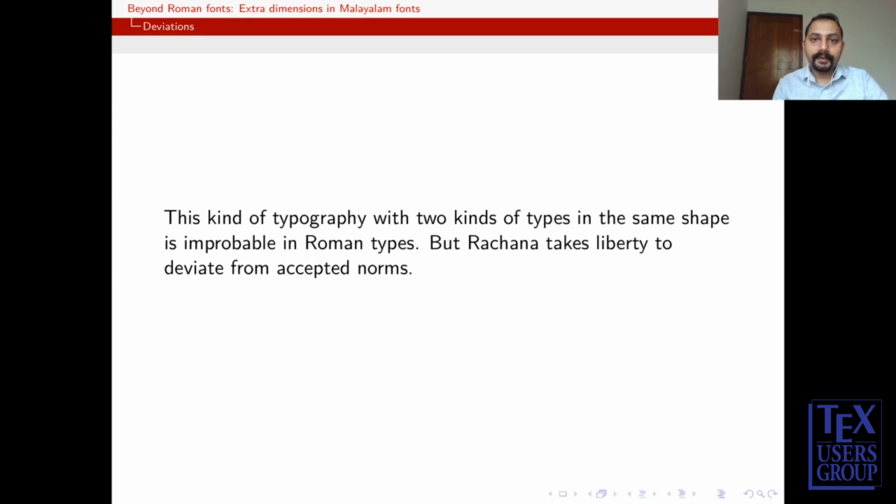So usually, even if Roman typography has some conjuncts, these kinds of combining of different shapes of the same character is not necessary in Roman typefaces. So the Latin font metrics have also evolved on that basis. But the traditional script font Rachana takes liberty to deviate from such accepted norms to produce much more aesthetically pleasing and functionally appropriate typefaces.